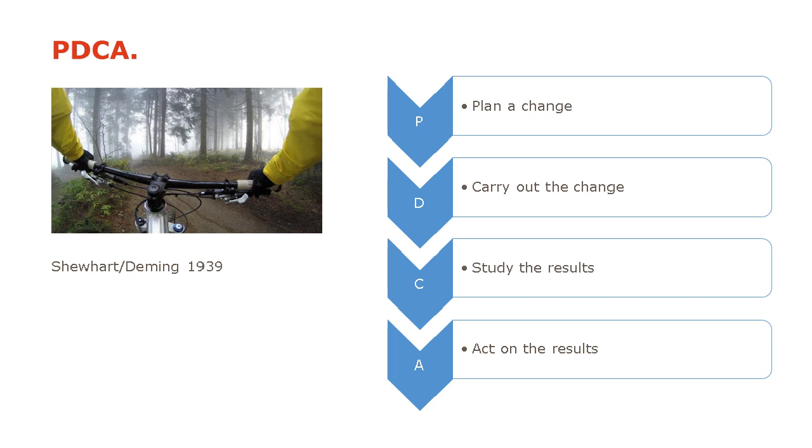Let's have a look now at PDCA. So this is the Plan, Do, Check, Act. It has an interesting history, and it's quite involved. And it goes back to Shewhart and Deming back in the early part of the 1900s. And in the 1950s, Deming was giving lectures in Japan.